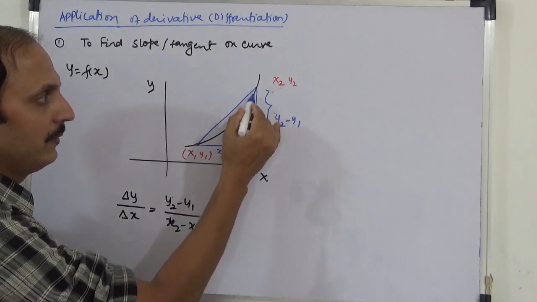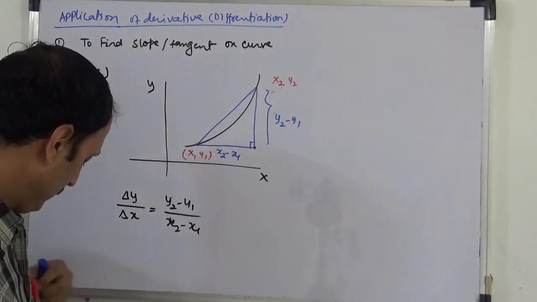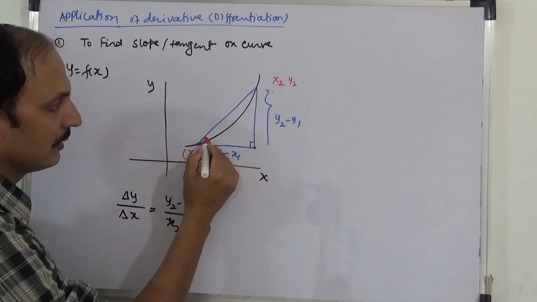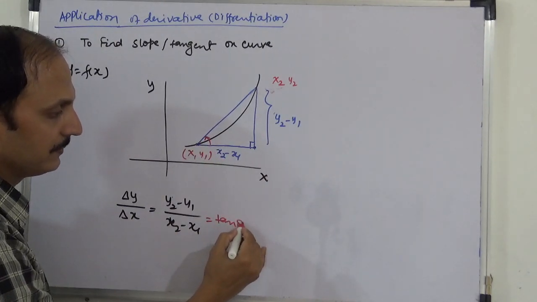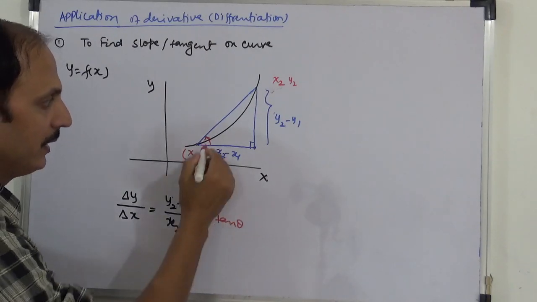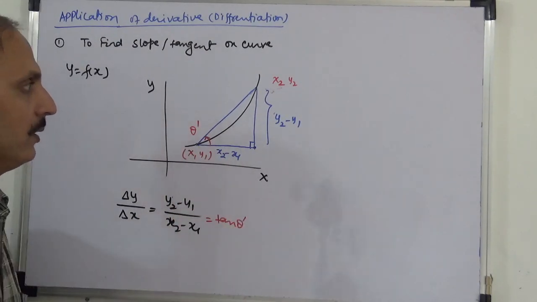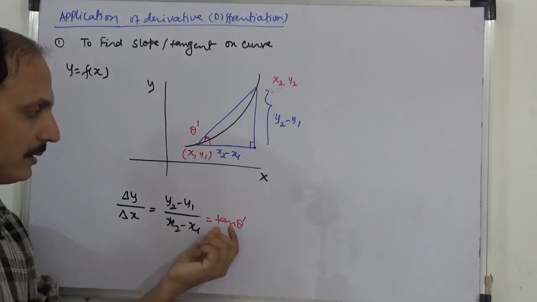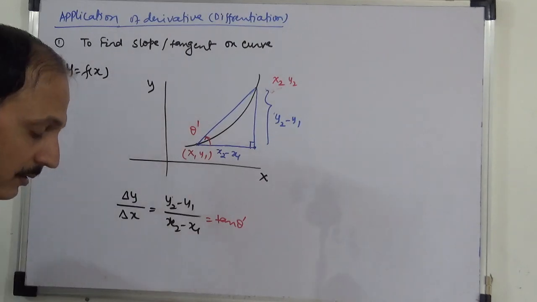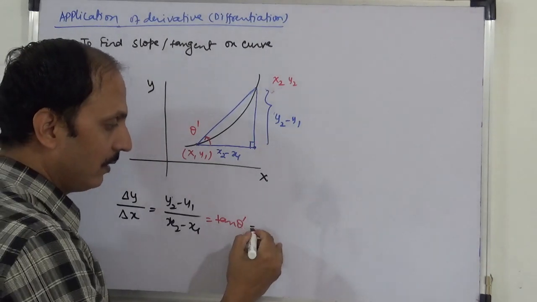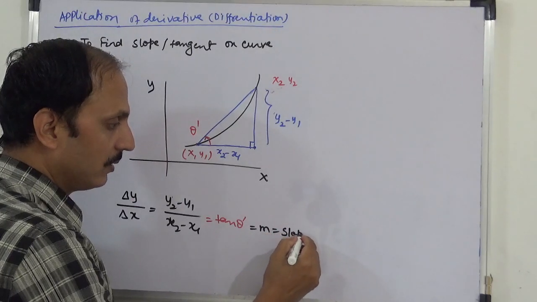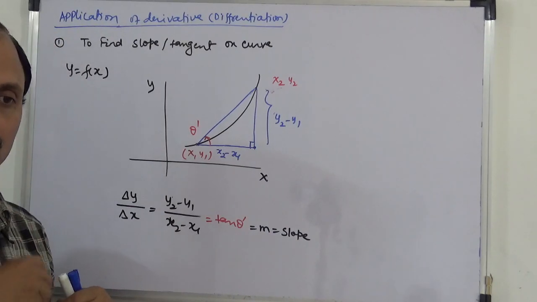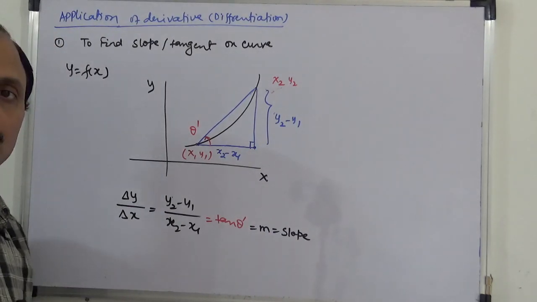So if you complete this right angle triangle, y2 minus y1 over x2 minus x1 is nothing but tan of this angle, let's say tan theta prime. And this is called the slope. This itself is called slope. Tan theta, m, or slope, it's the same. In straight lines, some of you must have done this.